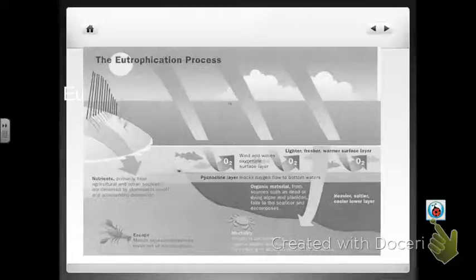So as you can see here in this diagram, you have this oxygenated water on top. You've got a lot of nutrient matter. You get this algae layer that blocks the oxygen flow to the lower water, and so you're going to have a high death rate for things that live below, and over time it will become a dead zone.